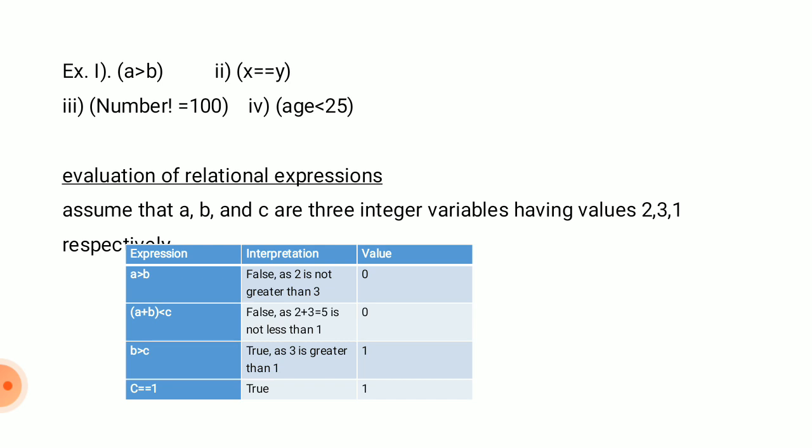Okay, so in this, just see how the expressions are evaluated depending on the condition. Okay, if it is true, then it prints 1. If it is false, then it prints 0. Okay.